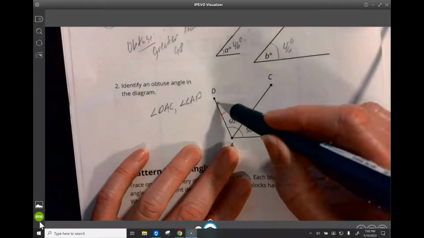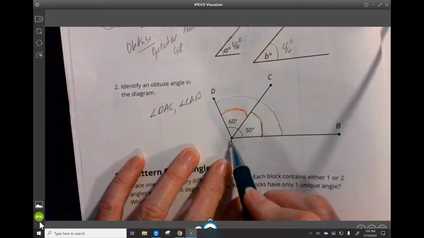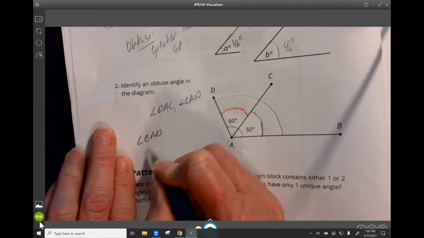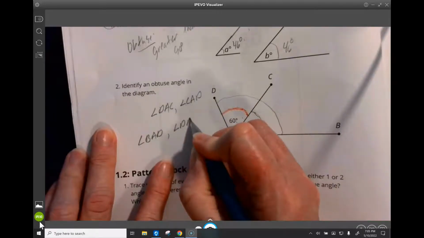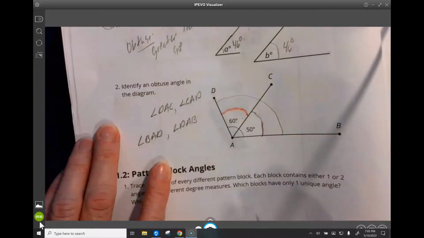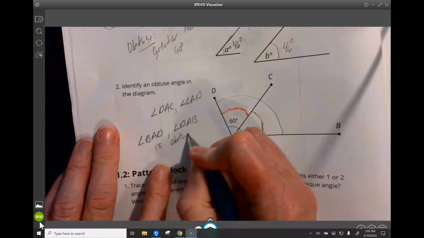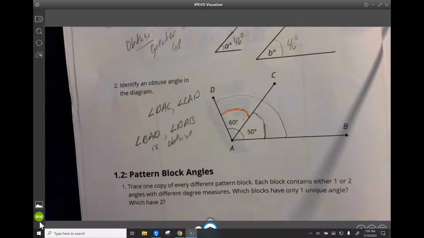But the entire angle right here, going from BA to D, angle BAD, oh, is bad. Or you could also call that angle DAB, DAB. That one is obtuse. You only have to name it once. I'm just telling you, you can do it either way. Okay, so that, just want to give you some background on angles.